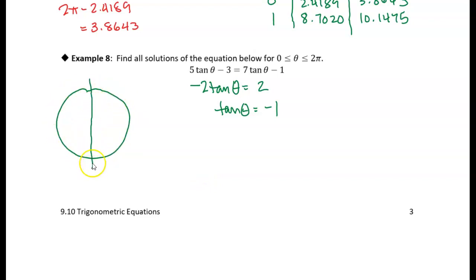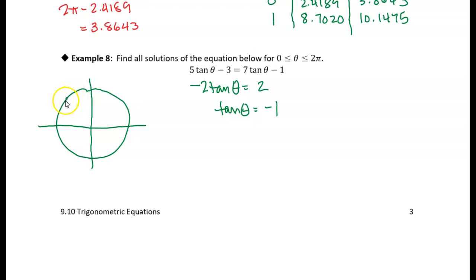Well, the sine and cosine have to be opposite signs, right? Remember that tangent is sine over cosine. So I'm looking for the quadrants where sine and cosine are opposite signs. In the first quadrant, they're both positive, so I get a positive tangent. In the third quadrant, they're both negative, so I also get a positive tangent. And it's also where the sine is equal to the cosine.